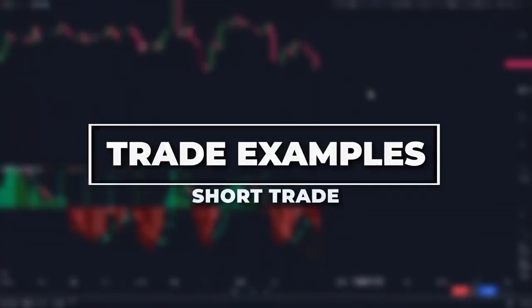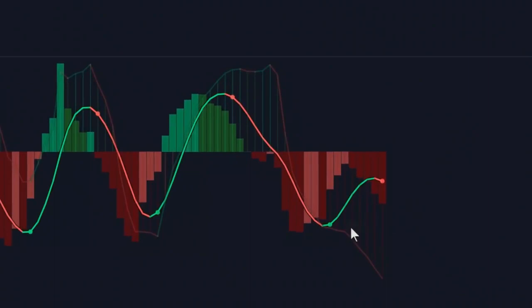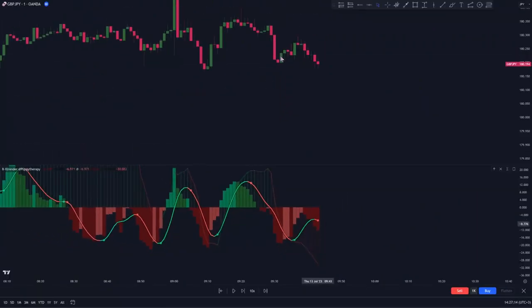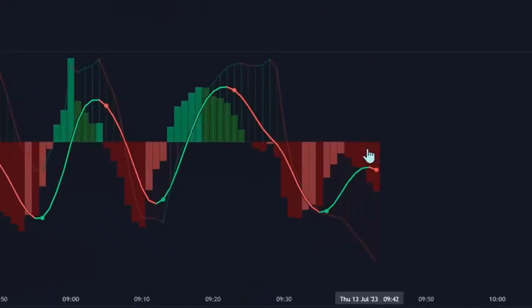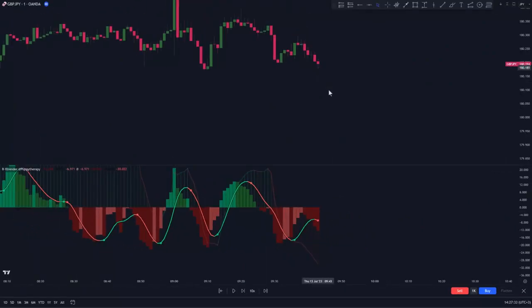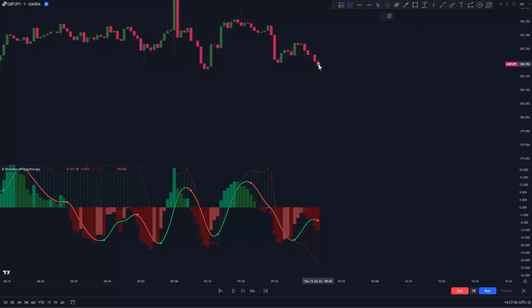Conversely, for a short trade, the BX trend histogram should be colored red to indicate a short-term bearish trend. Next, the BX oscillator histogram should be colored red as well to indicate a bearish market momentum. Lastly, a red dot should be printed on the BX oscillator to indicate a sell signal. After all these conditions are met, we enter a short trade.